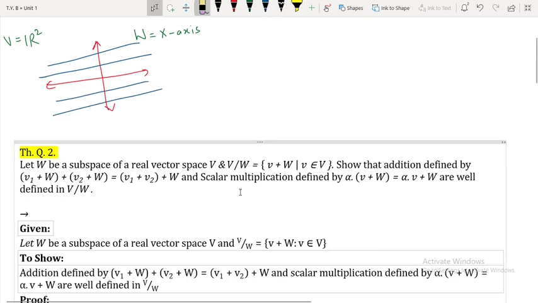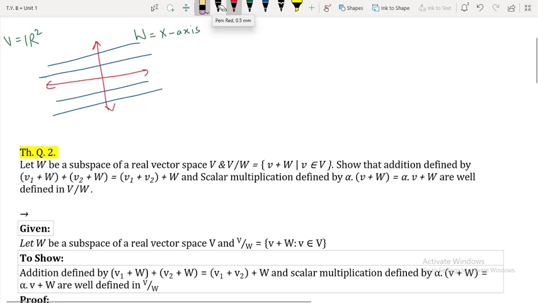In this theory question, they have taken all the cosets of W in V and formed one set of them. They put all these cosets of W in V into one set. So they have formed one set using that.